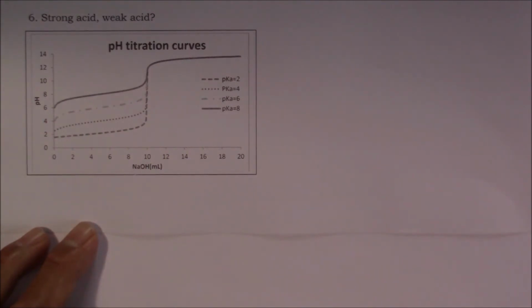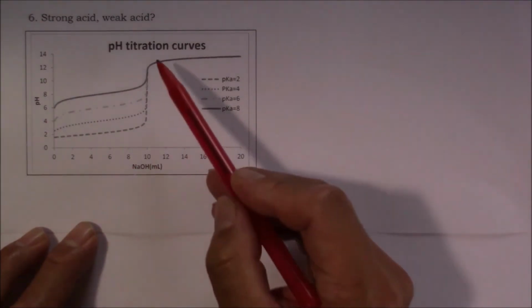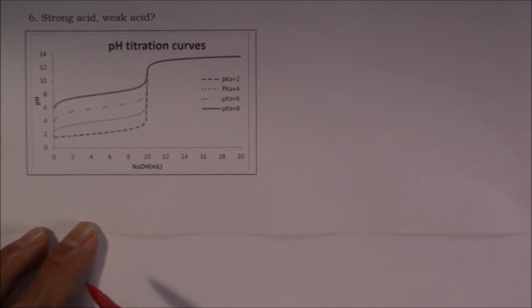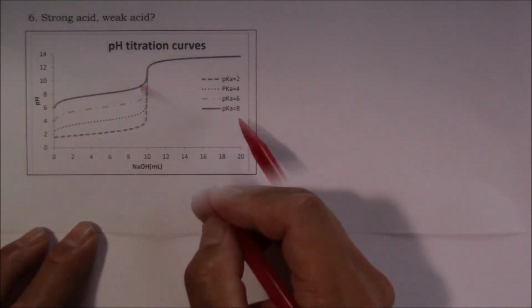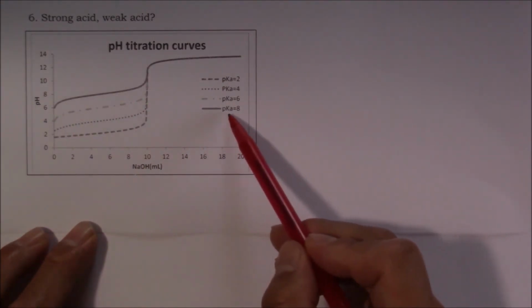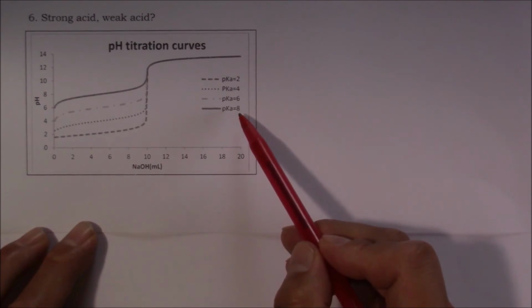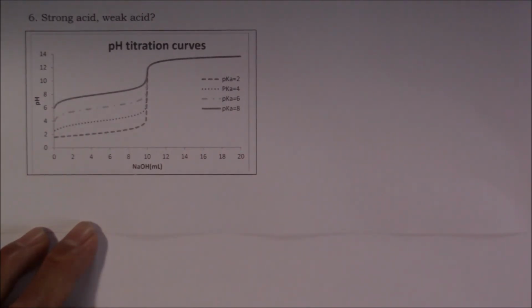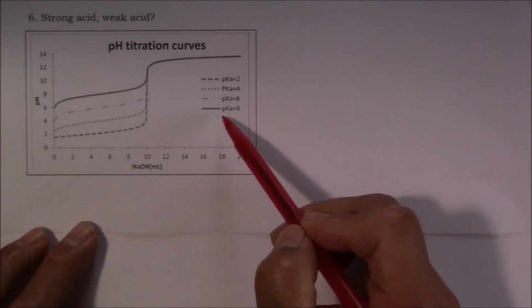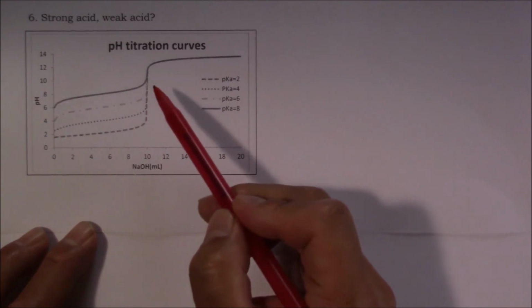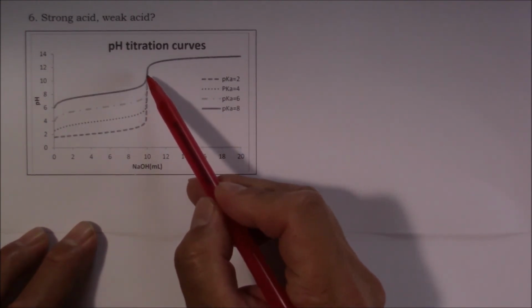As you can see here, the smaller the pKa, the bigger the pH jump. If we keep increasing the pKa of the weak acid, we will end up without a pH jump. Actually, if the pKa is larger than 8, it will be difficult to do titrations. Another observation from these pH titration curves is, the larger the pKa, the higher the equivalence point pH.